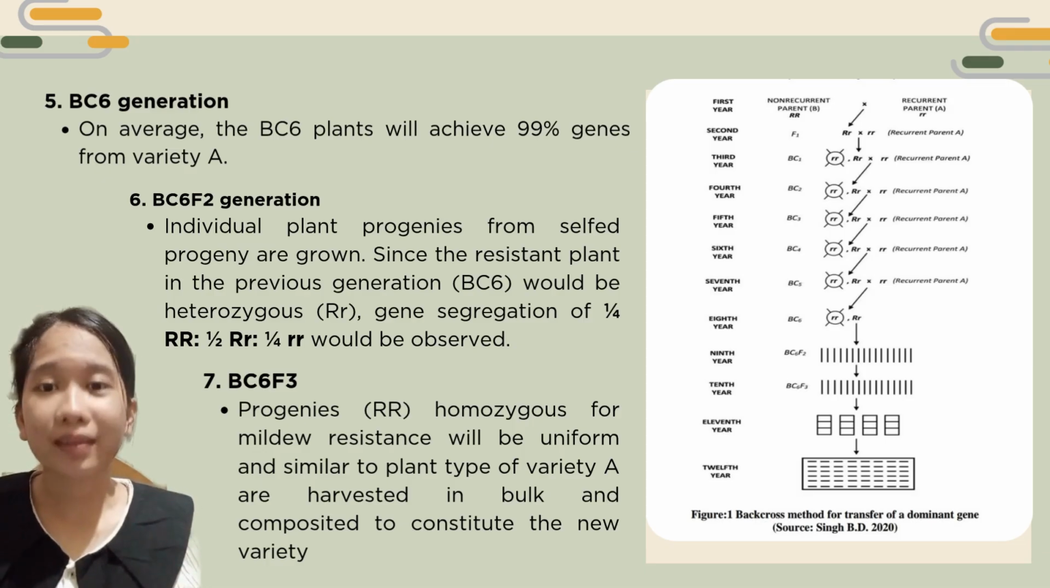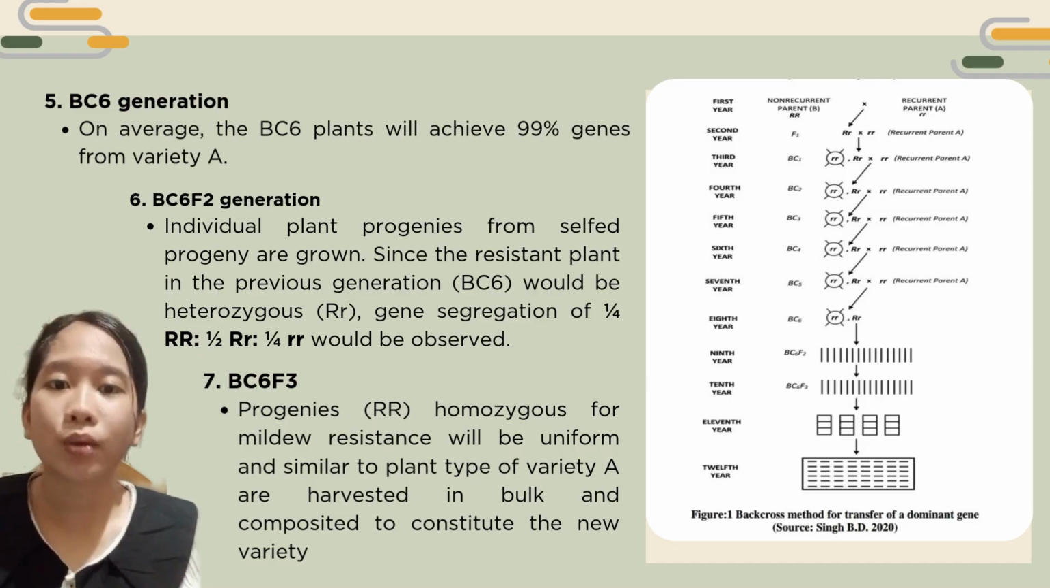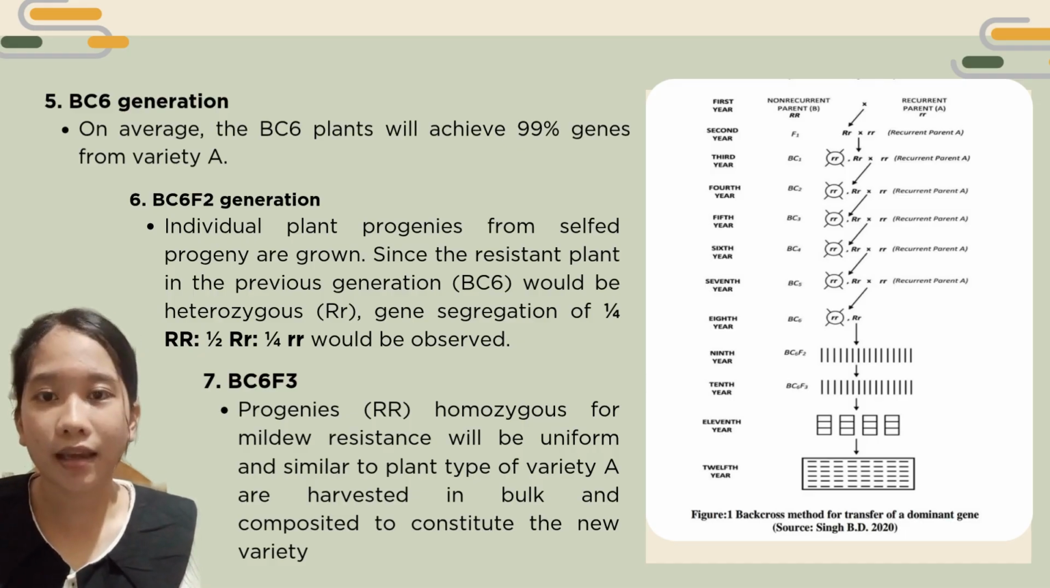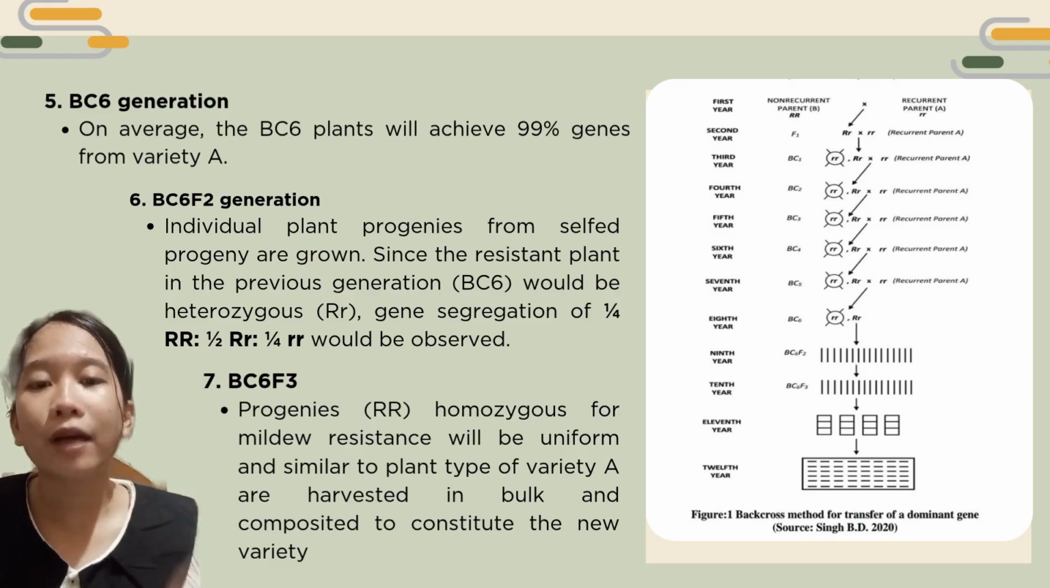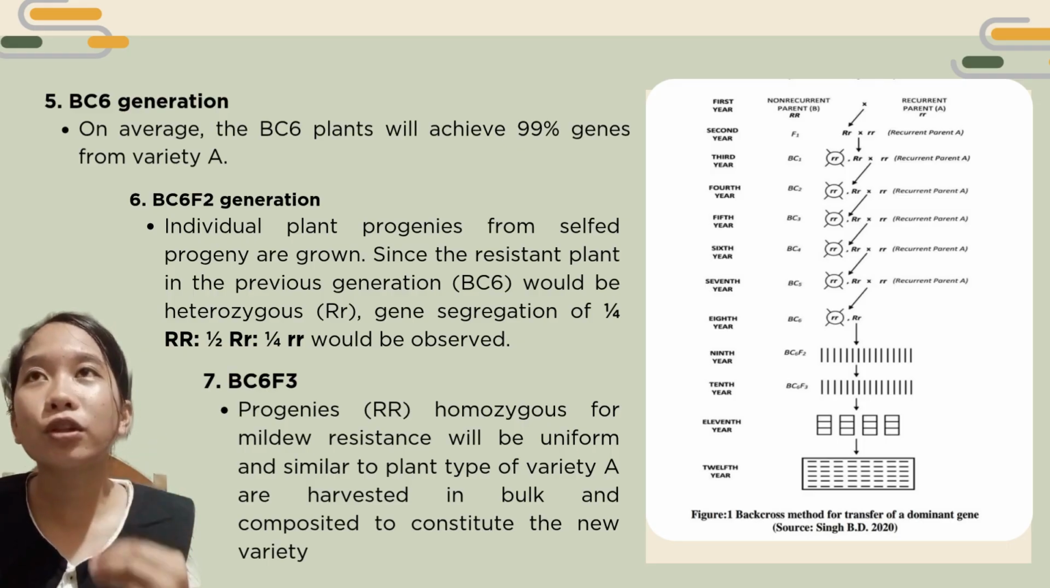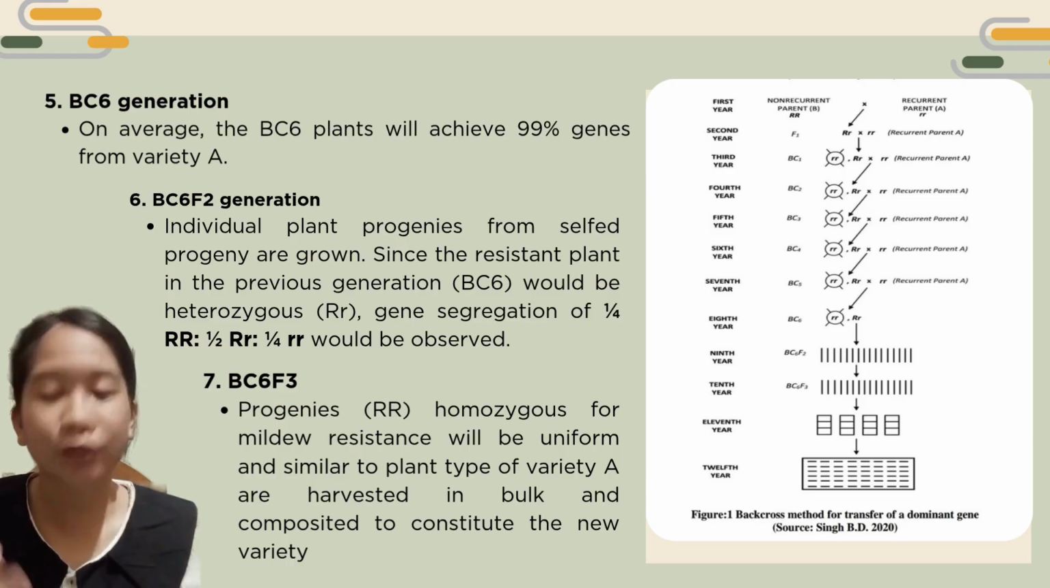Lastly, the BC6 F3 generation. The homozygous dominant plants gikan sa BC6 F2 generation are grown. These plants are all resistant to mildew and look just like the original variety A. The best plants are collected and magamit na dayon siya to improve a new variety nga strong and disease resistant, since kanang capable na siya ana nga trait sa kapila nga generations nga ila ang pag-cross.